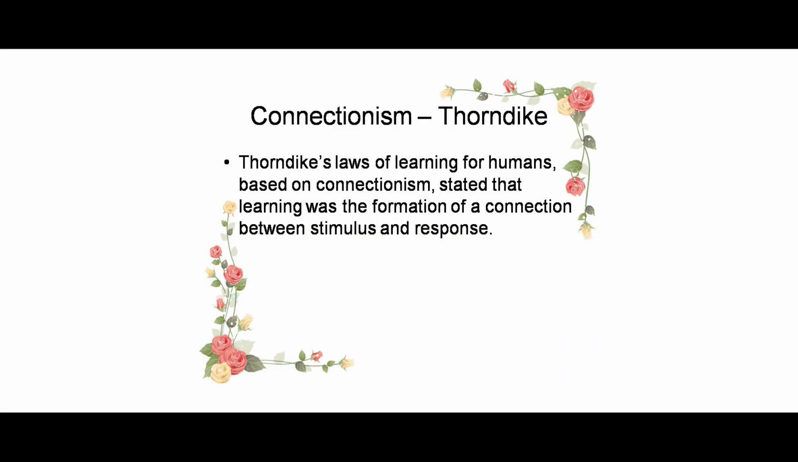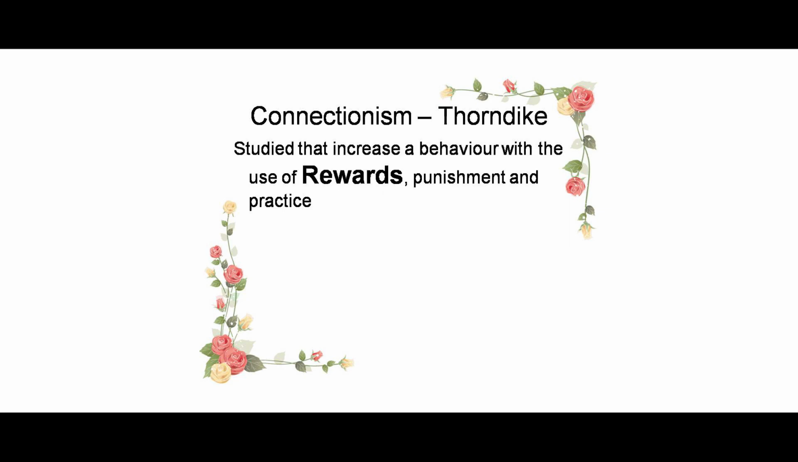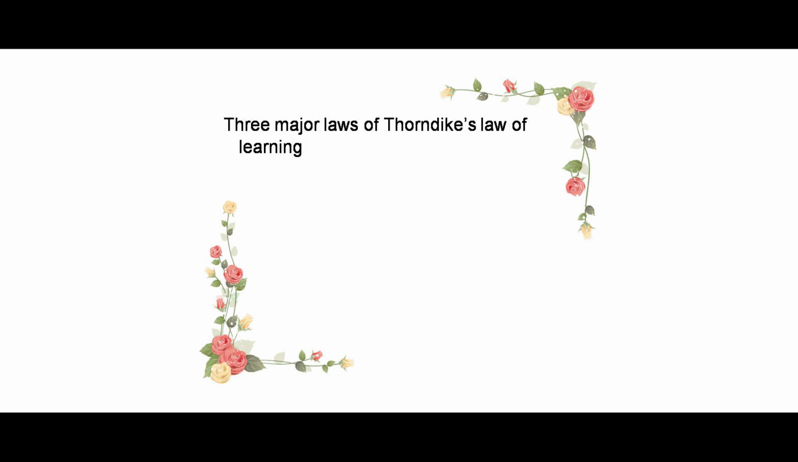Thorndike's laws of learning for humans are based on connectionism, and learning was the formation of a connection between the stimulus and response. His study revealed that behavior can be strengthened or weakened with the use of rewards and punishments and also through practice. There are three major laws in Thorndike's laws of learning.